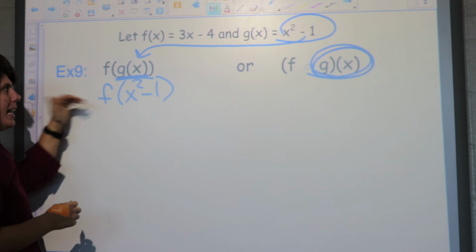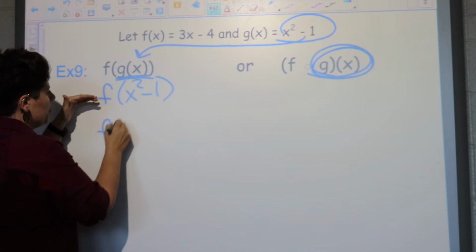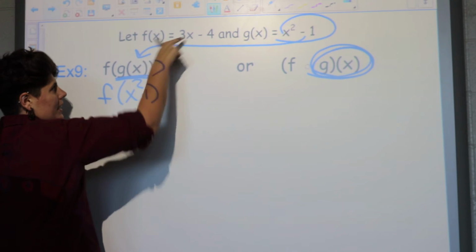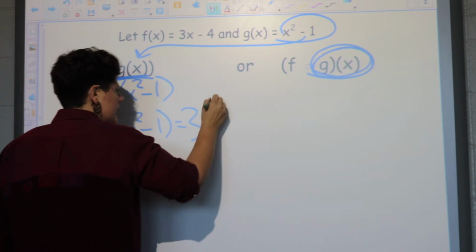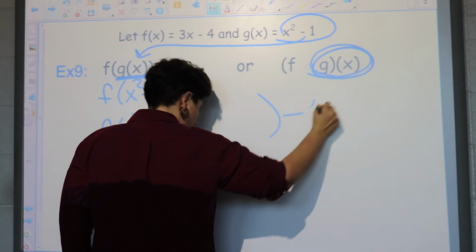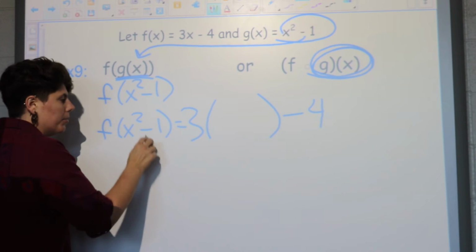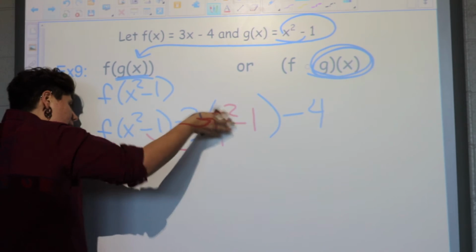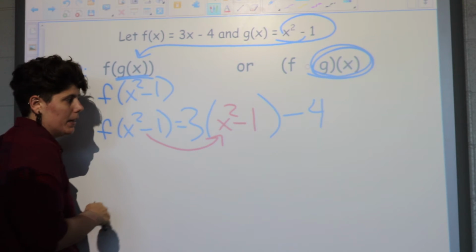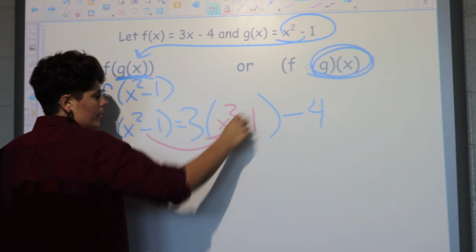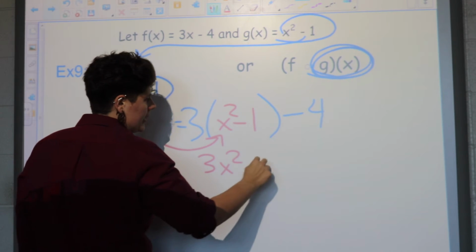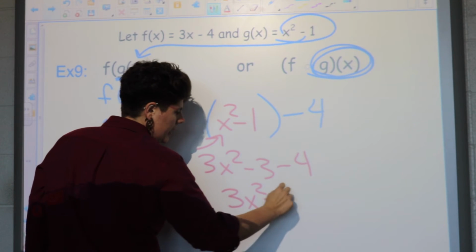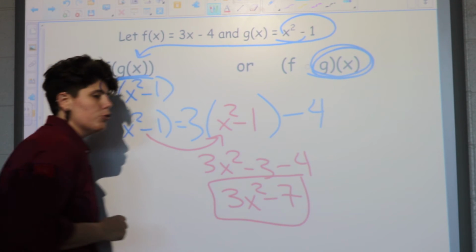That means I'm working with my f function, and I'm going to plug in x squared minus 1 anywhere that there was an x. So I have 3 times something minus 4. And I know that I'm plugging in x squared minus 1, which means everywhere I had an x, I put x squared minus 1. I can go ahead and distribute. 3x squared minus 3 minus 4. Combine like terms. 3x squared minus 7. And I'm done.